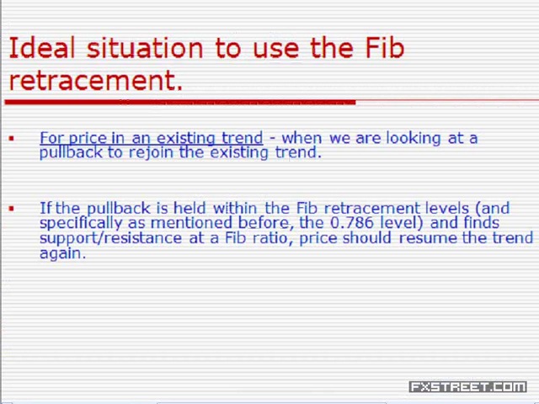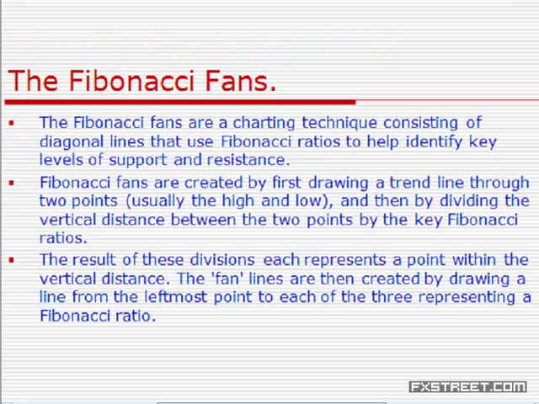Now, we just have over 10 minutes more. Let me go over another ratio which I want to introduce. First, the ideal situation to use a fib retracement. As we looked at it in an existing trend, when you're looking at a pullback, if it's held at 78.6, all the more better. It's just one chart example. We went over charts, so I'm not really going to look at this.